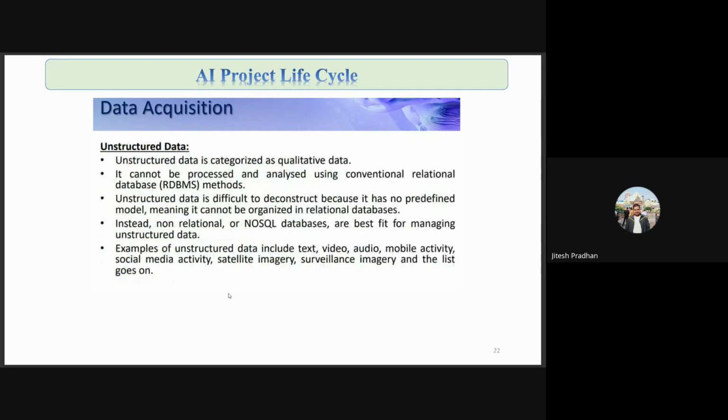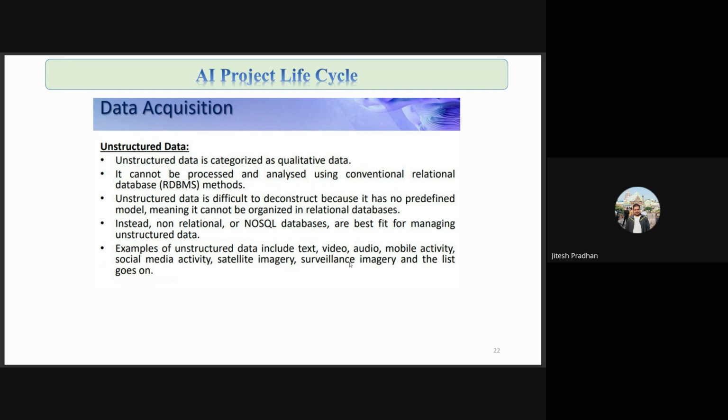Okay, now let's discuss unstructured data. So what is unstructured data? Basically, unstructured data is most likely qualitative data. Qualitative data means data that we can visualize, we can see, but quantitatively we cannot represent.